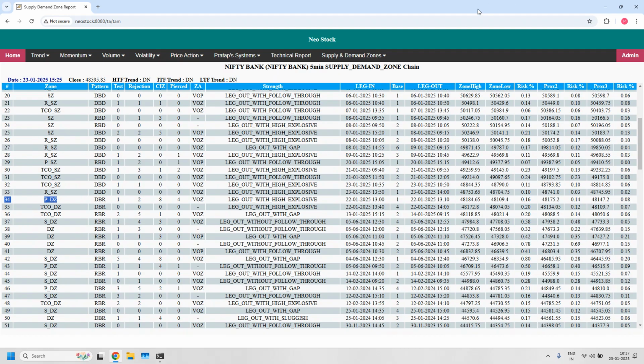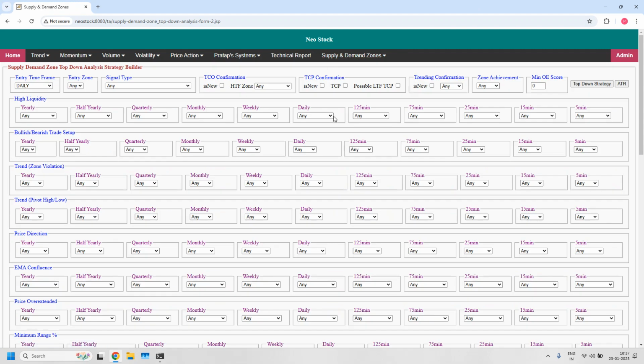The next set of reports are about bullish and bearish trade setups for monthly, weekly and daily income trade. First I am generating the bullish trade setup for monthly income trade. So entry time frame daily, entry zone demand zone. In bullish or bearish trade setup at entry time frame daily, I am selecting bullish, and zone achievement should be violated opposing zone. Minimum odd enhanced score should be 12. Both the filters are applied to daily demand zone.